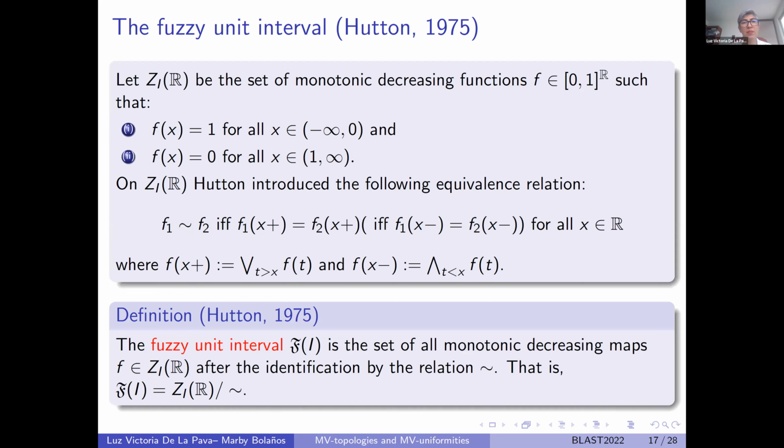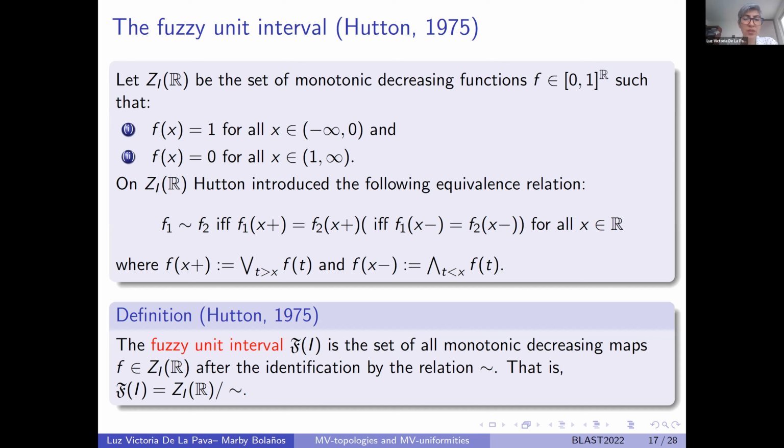For the Urysohn lemma, Hutton defined the fuzzy unit interval. For that, he defined this family, zeta I R, the set of monotonic decreasing functions f from R to [0,1] such that f(x) is 1 for all x less than 0, and f(x) is 0 for all x greater than 1.